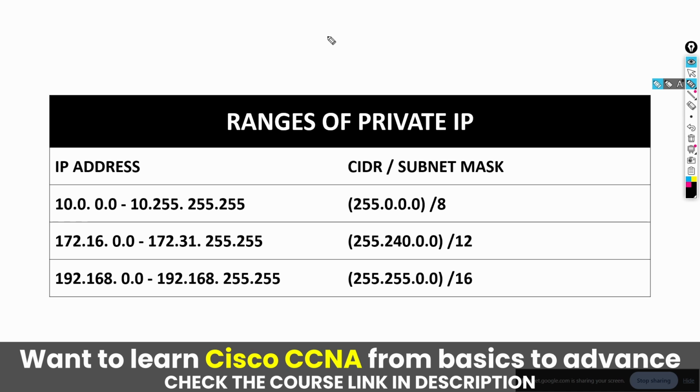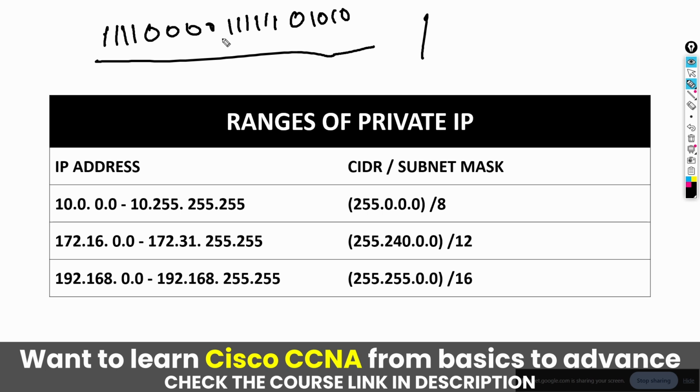But what does it mean? CIDR and subnet masks. CIDR is basically a network ID. As I have told you, IP version 4 is a 32-bit address. 32-bit means with the help of 32 ones and zeros, one IP address is built. Each IP address you see here is 32-bit.